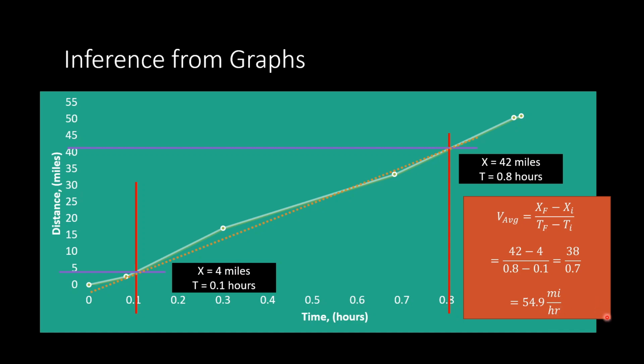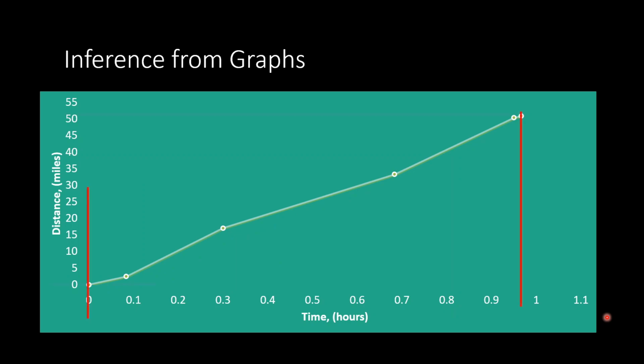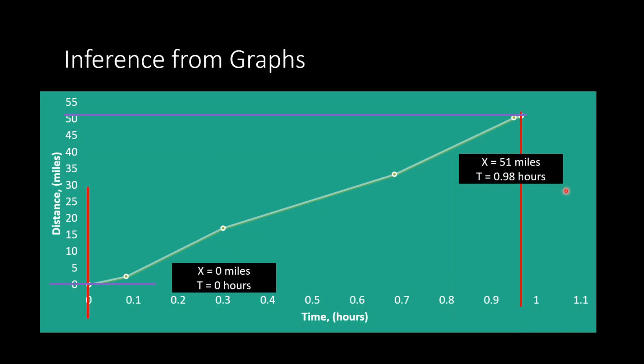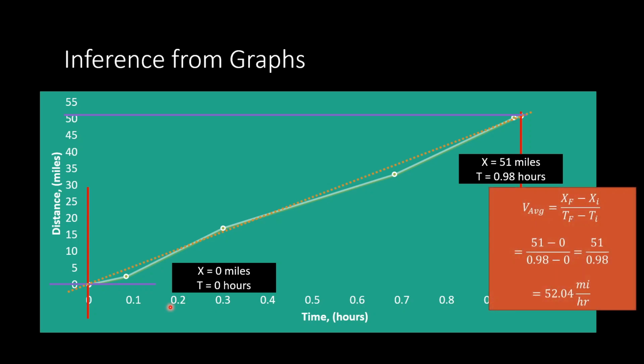Now, in order to cover the entire journey, if I were to move these points a bit further, let's say I do my final point, which is about 51 miles and took me about 0.98 hours, and approximately, because there's no scale around here, x was at 0 for the initial point and t was at 0. What I can do again is draw that slope and measure it again. And now my velocity is coming down to 52.04 miles per hour.